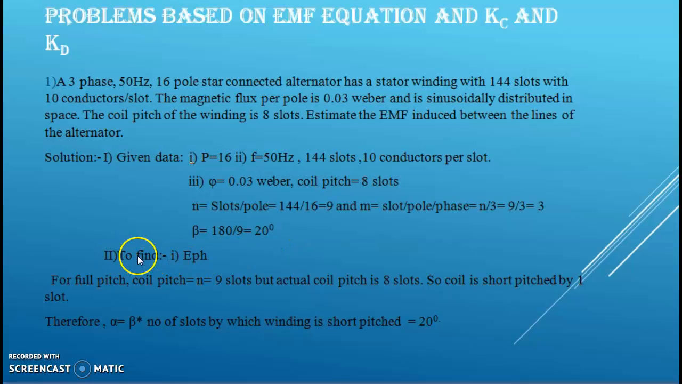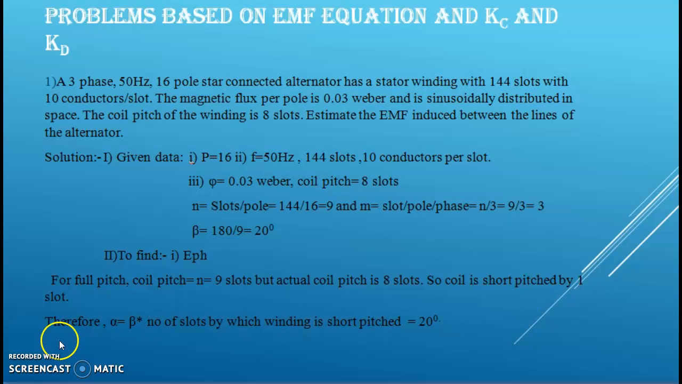Then what we have to find out is the EPH. Now for full pitch, the coil pitch should be equal to n. And how much is n? n is 9. But here they have stated the coil pitch of the winding is 8 slots. So this means that our coil is short pitched by 1 slot. We want our coil to be distributed in 9 slots, but actually the coil is distributed in 8 slots. So our coil is not a full pitched coil. It is a short pitched coil, short pitched by 1 slot.